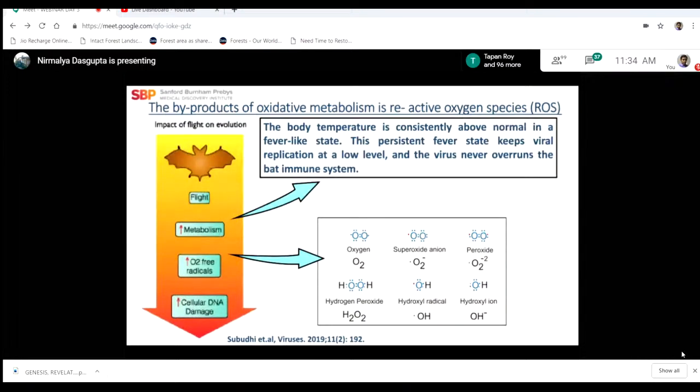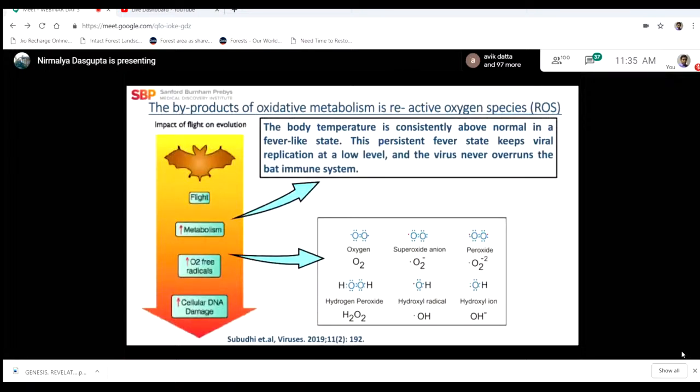There is an old hypothesis that because of their higher metabolism, the body temperature is consistently above normal, and it maintains a fever-like state. And people thought that this fever-like state is actually helpful to control the virus load. But this is an old hypothesis. It's not wrong actually, but it is a weak hypothesis, because now, with immunology and molecular biology, we know the details of this immune system. But yes, you can say there is some old hypothesis.